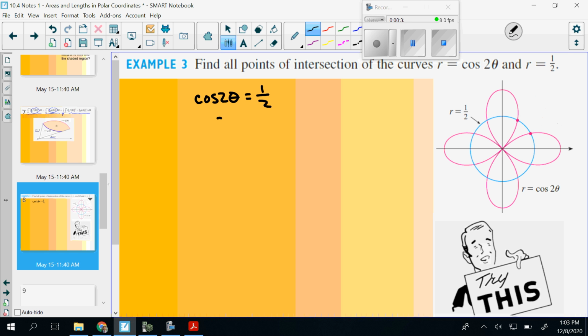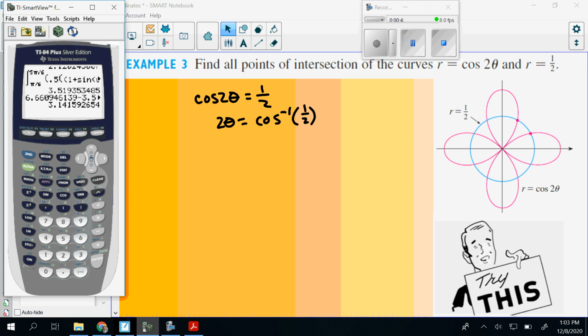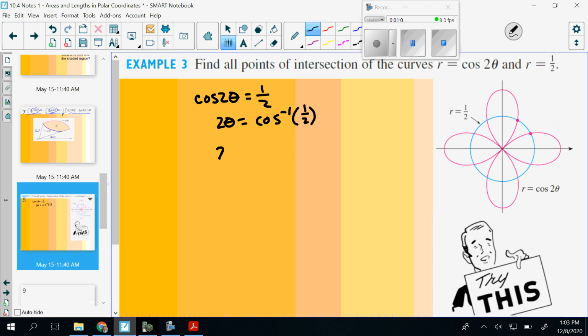So if we wanted to solve this one, we've got cosine 2 theta equals a half. If we do inverse, where does cosine inverse of a half, what angles does that give us? If you go in your calculator and do cosine inverse of 0.5, it gives us that in radians. I'm going to divide the pi out here. That tells us this is pi over 3. So that tells us 2 theta can be pi over 3.